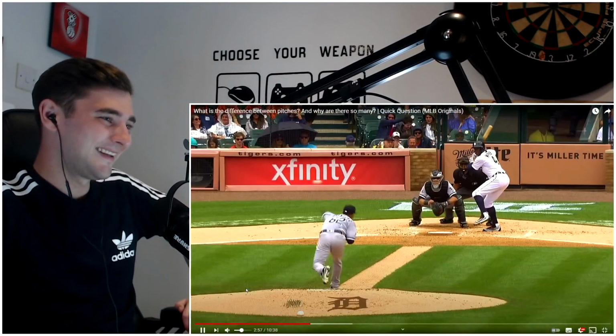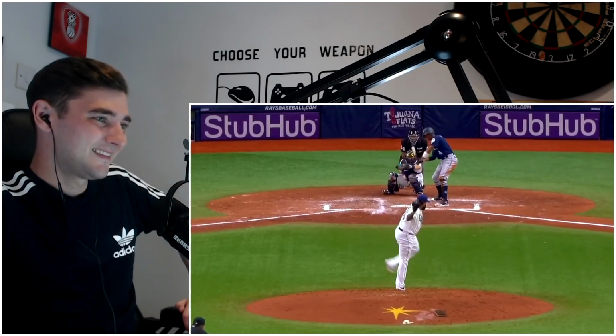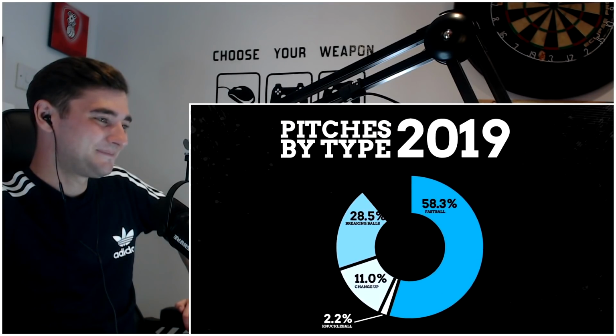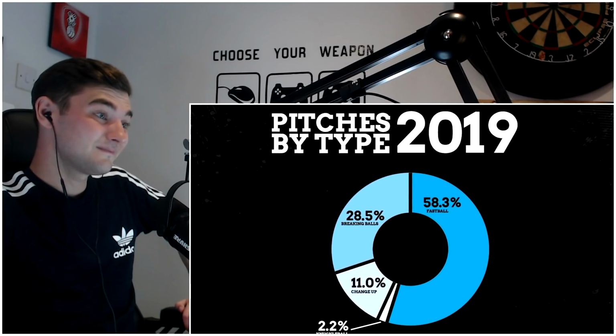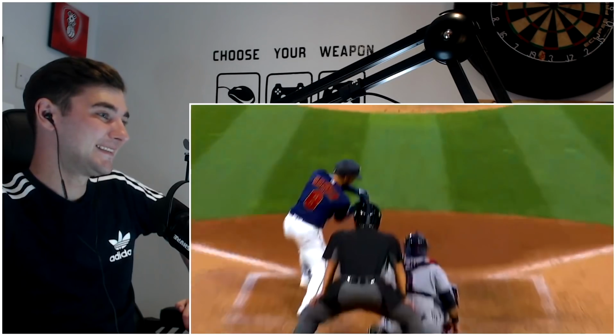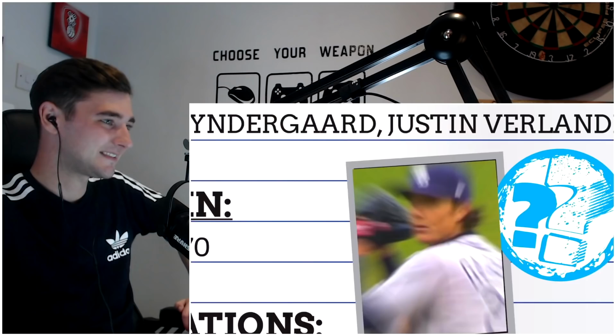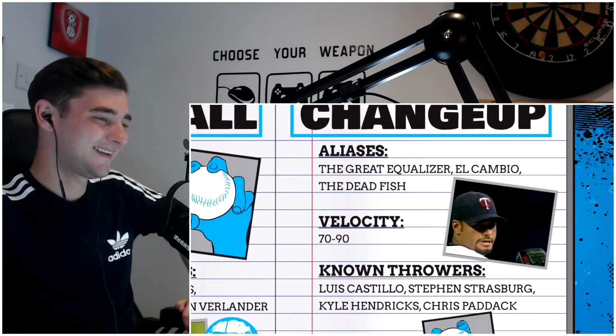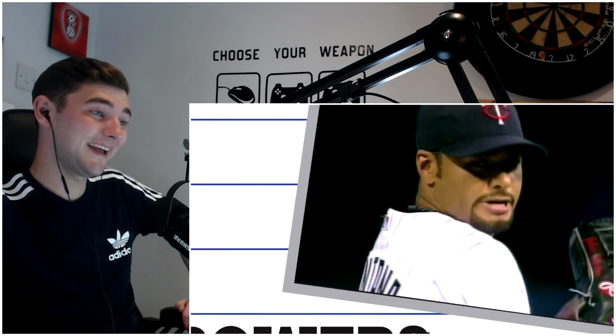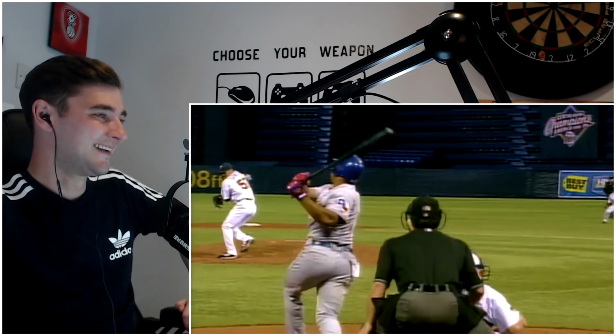Whether it sinks, cuts, or blazes its way through, in 2019, 58% of pitches were fastballs. Wow. It's number one for a reason. Okay, next up, the yin to fastball's yang, the changeup. Maybe the sneakiest weapon in a pitcher's arsenal.